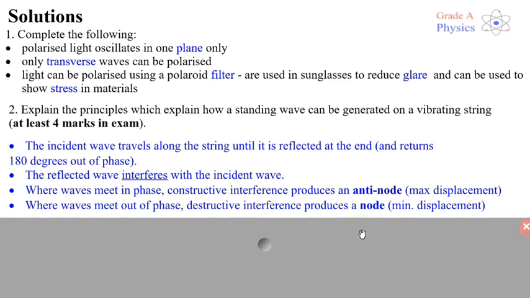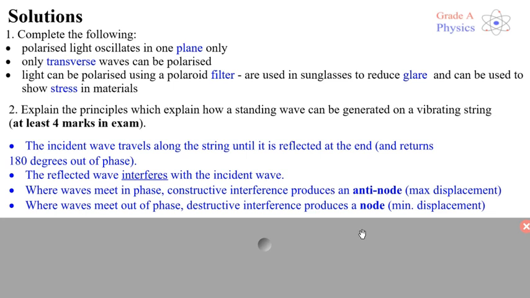The most important set of notes is question 2. This is a very typical question in the exam. Typically 4 marks, possibly 6 marks. So the initial wave, the incident wave, travels along the string and is reflected at the end, and it comes back 180 degrees out of phase at that point only.